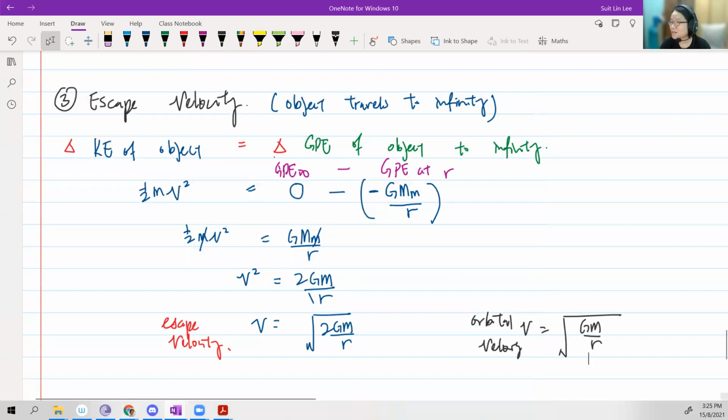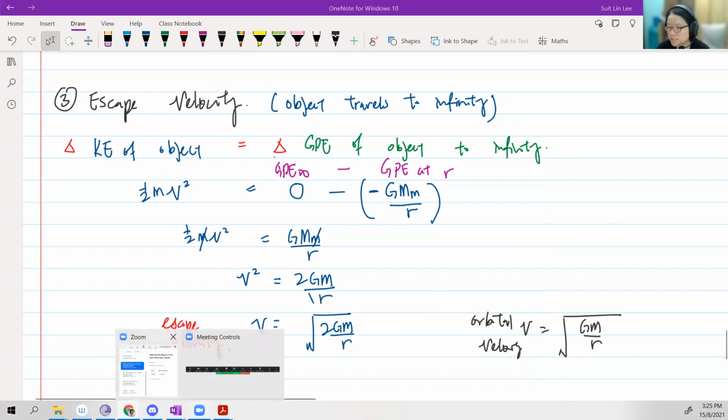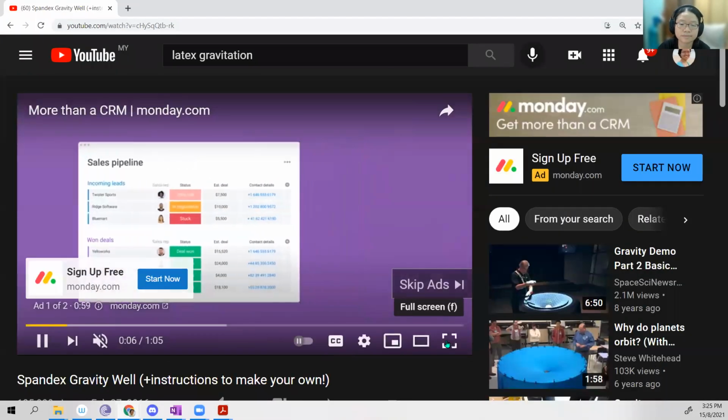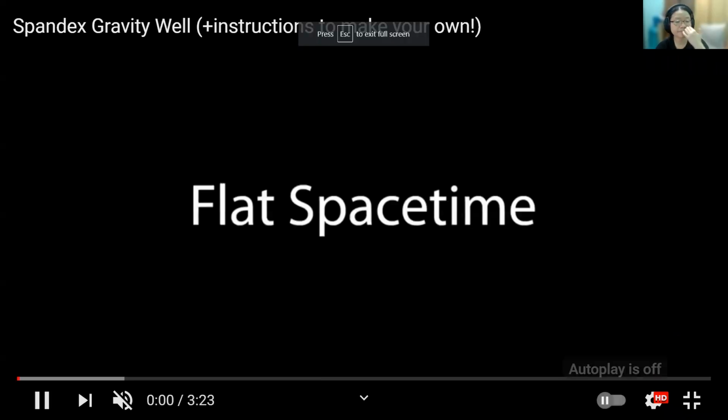Okay, to simulate this, or to show you what it means to have escape velocity, I want to show you this Einstein way of looking at gravity, as a simulation somewhere. Here. Okay.